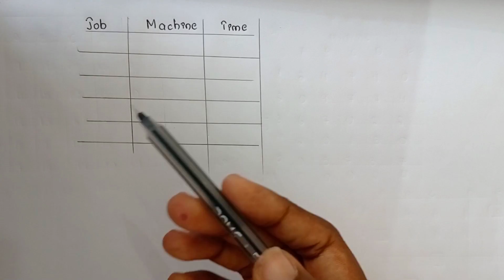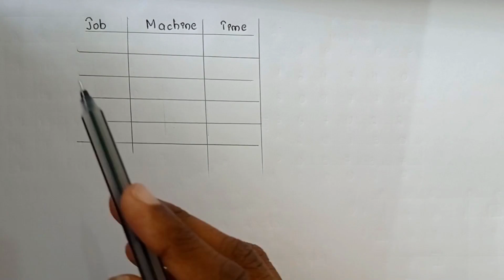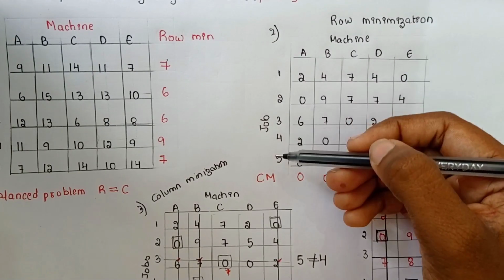Okay, we have got the optimum solution, and finally what we have to do is find out which job is performed by which machine and how much time is taken by that machine to complete that particular job. So we have to find out this. So this is job, machine and time. So we have jobs like 1, 2, 3, 4 and 5.